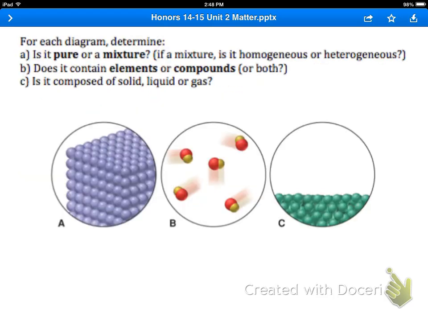So for these diagrams, go through and determine, is it pure or a mixture? If it's a mixture, what type of mixture is it? Does it contain elements or compounds or both? And is it a solid, a liquid, or a gas? Shut off your video and go through and try to label these. It takes a while to do these, and then turn it back on and check your answers.